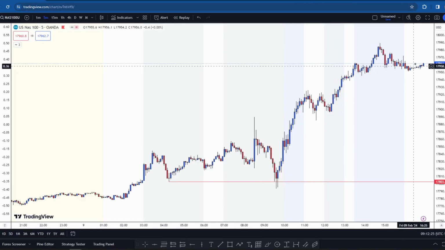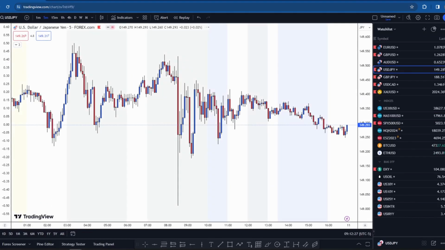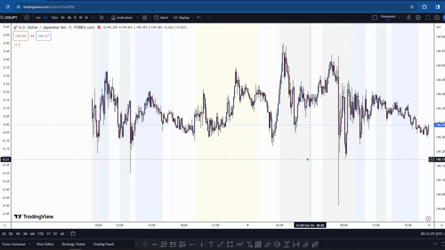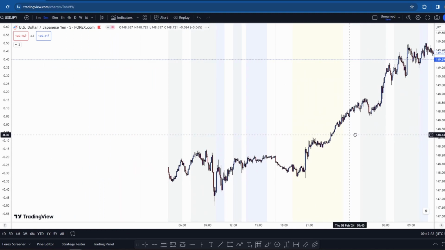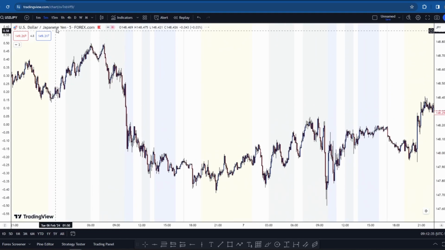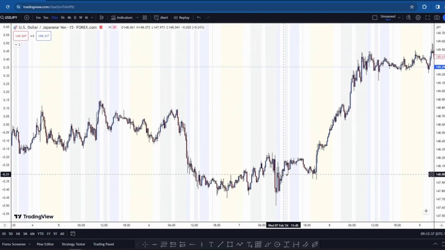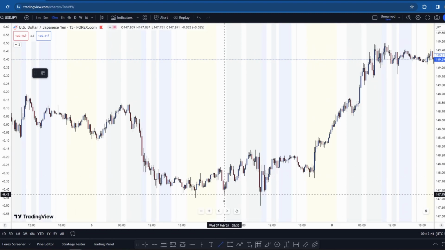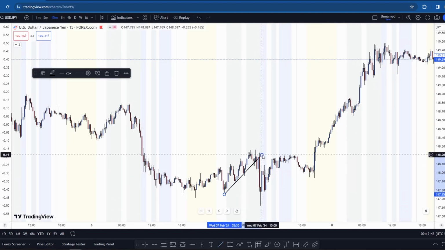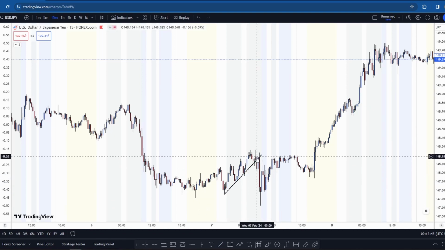I should show you live. USD JPY. Where was it? Yeah, it's over here. Okay, if you guys look over here, it was making a trend like this, and then it gave a trend breakout, and then it gave a retest, and it fell down.